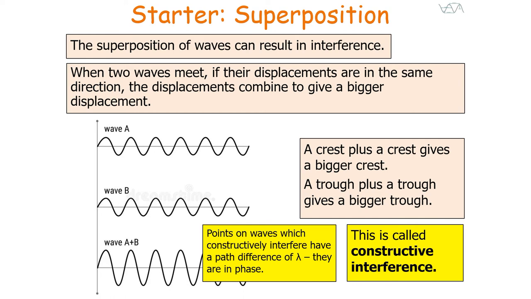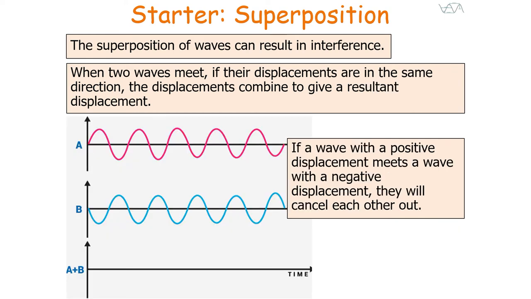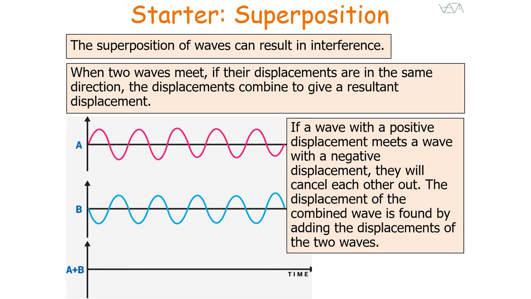when the path difference between the waves is a multiple of the wavelength, lambda. Now, if a wave with a positive displacement meets a wave with a negative displacement, they'll cancel each other out. The displacement of the combined wave is found by adding the displacements of the two waves. So if one's a plus and one's a minus, they'll equal out, if it's the same value, to be zero.